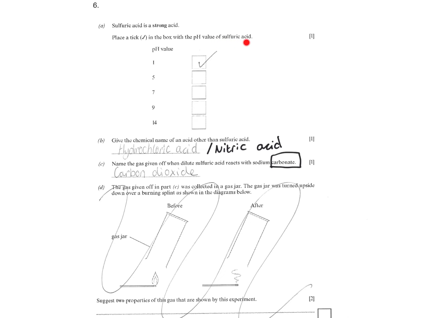pH of sulfuric acid, it's a really strong acid, so it's going to have a pH of 1. Give the chemical name of an acid other than sulfuric acid: hydrochloric acid, nitric acid. You could have had ethanoic acid, citric acid.